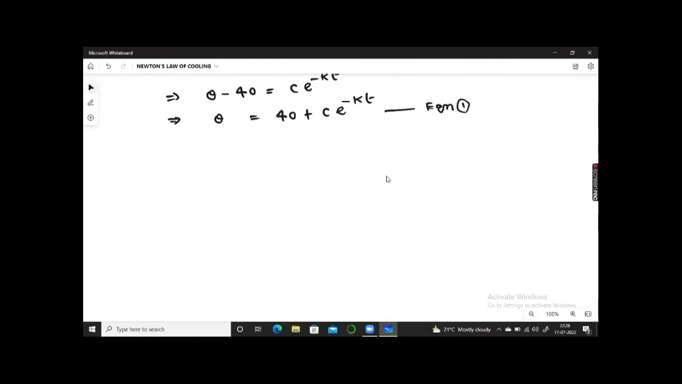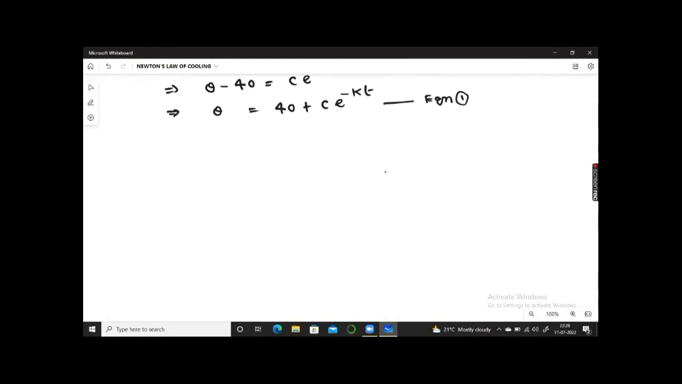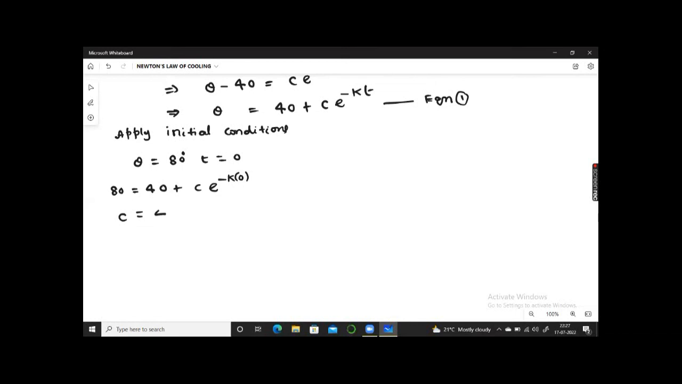So apply initial conditions. What are the initial conditions? Theta is equal to 80 at t is equal to 0. So put theta is equal to 80 in equation 1: 80 is equal to 40 plus c into e to the power minus k into 0. It means this total value becomes 1, right? So now c is equal to, directly you can say, 80 minus 40. It means c is equal to 40. One equation, one value, you got it.